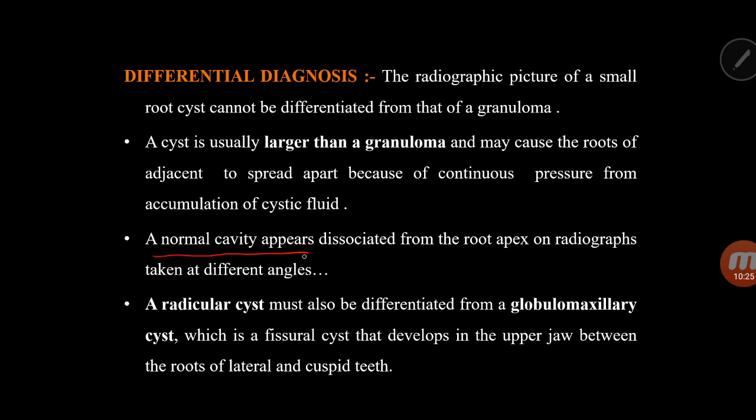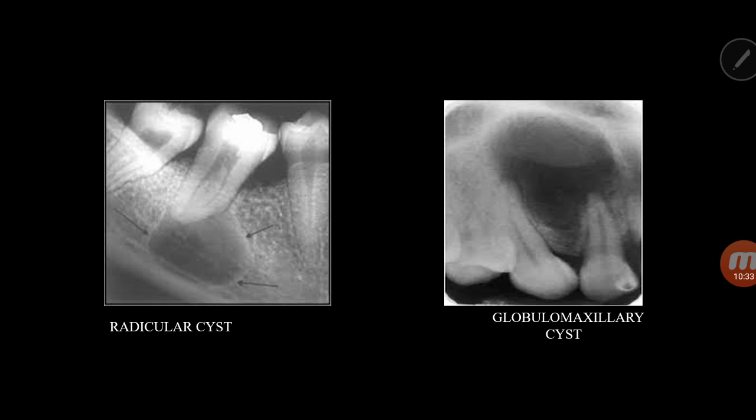Normal cavity appears dissociated from the root apexes on different angulations, so different radiographic angulations are necessary to identify it radiologically. And this is one of the important things. You can see that's a non-vital tooth, and you can see the periapical lesion. This is the radicular cyst, whereas you can see the same cyst between the lateral and the canine, that is the globulomaxillary cyst.